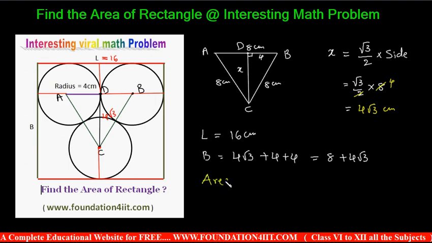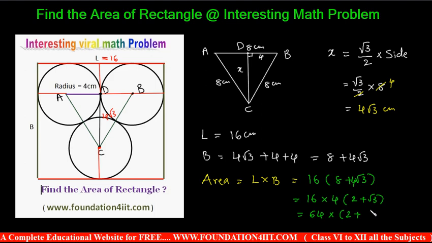Then the area is equal to length times breadth. You can just multiply 16 into 8 plus 4 root 3. We can simplify this: 16 into 8 plus 4 root 3. Take 4 common: 64 into 2 plus root 3. If you want an approximate value, root 3 is irrational, and its value is approximately 1.732.